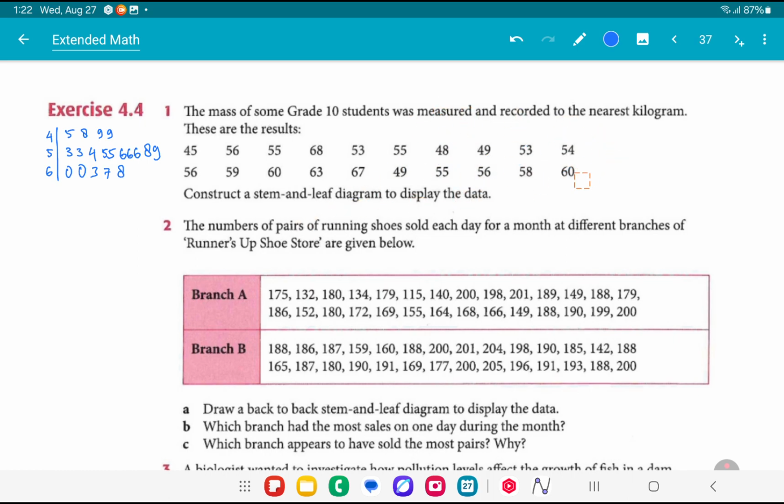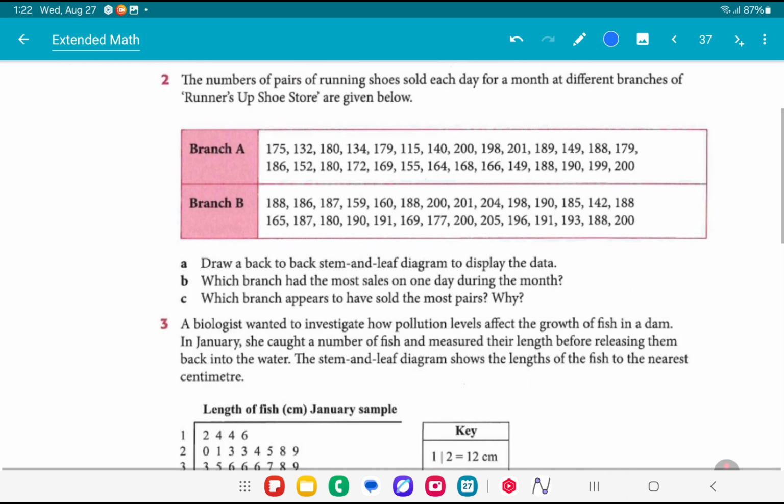We continue with question number 2. The numbers of pairs of running shoes sold each day for a month at different brands of runner-up shoe store are given below. Brands A and brands B. Draw a back-to-back stem and leaf diagram to display the data.